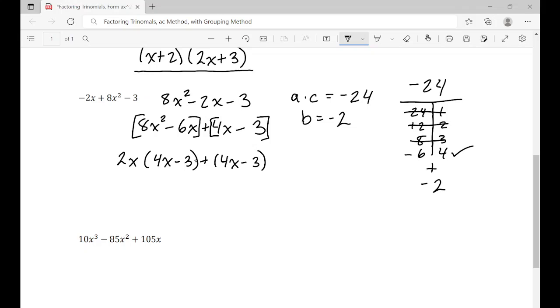And now that they both have a 4x minus 3, I can factor that out. But there's no number here. I got a 2x, but the number here is an understood 1, so I can put plus 1. So the factored form of this is this.